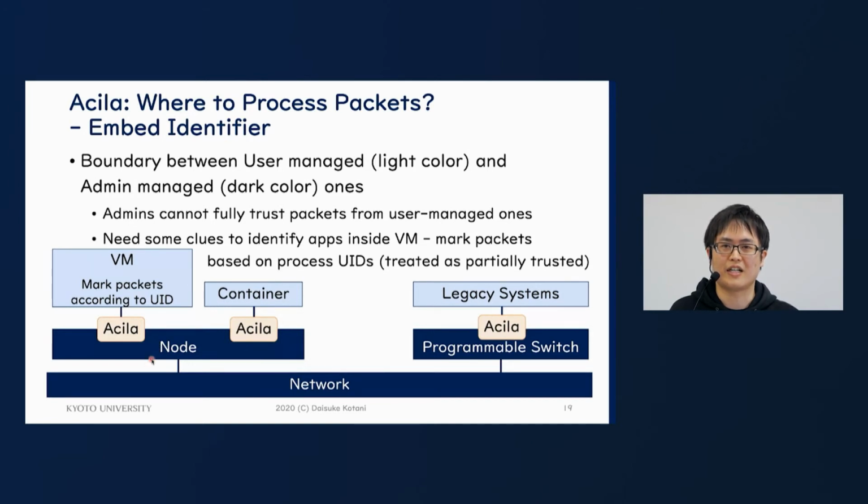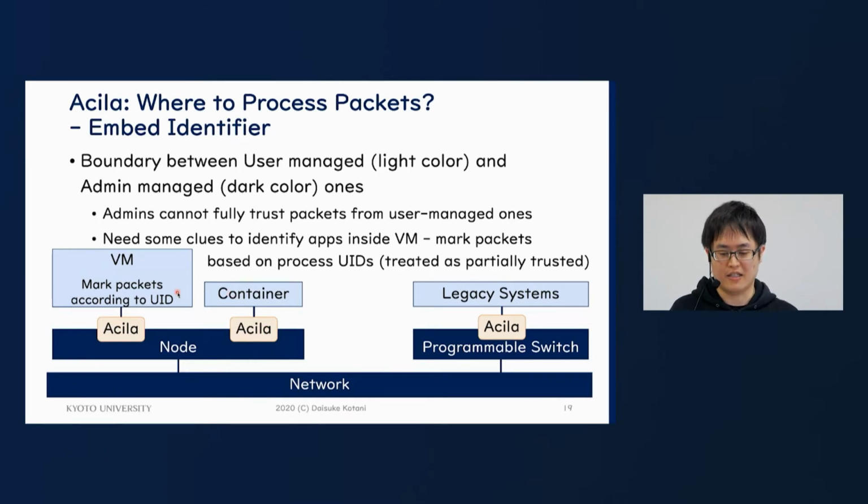So in this dark blue area is where only the system admins have access. So we will place a Scylla between the dark blue and the light blue areas. And we will do some kind of process in between these two areas. And then we can embed the identifiers here.